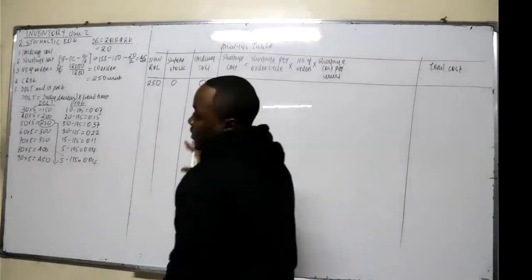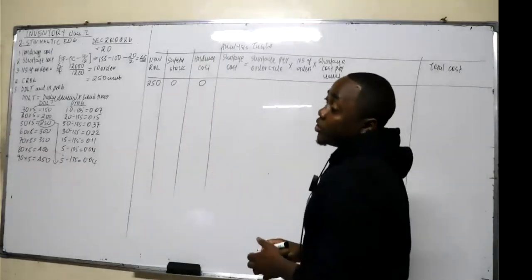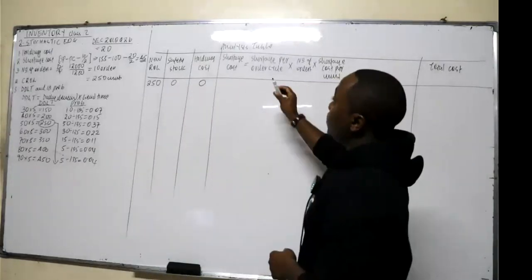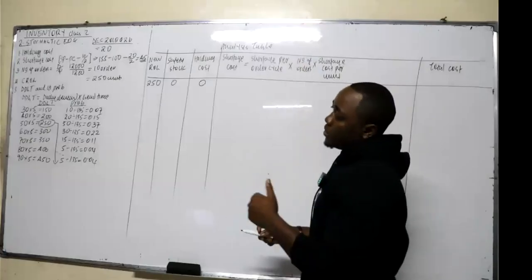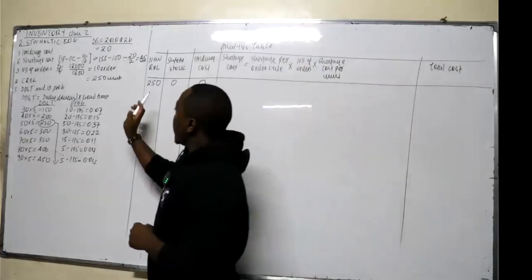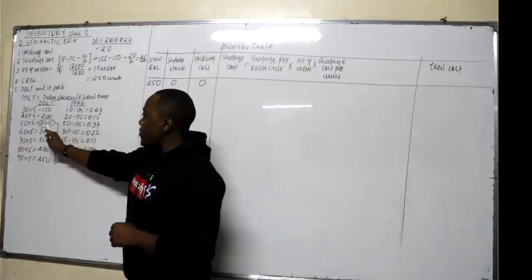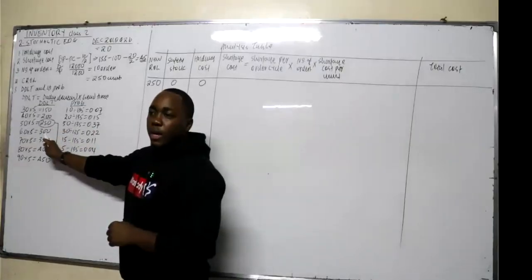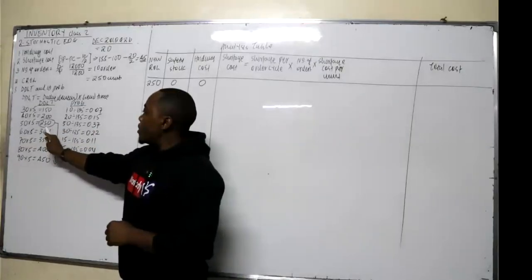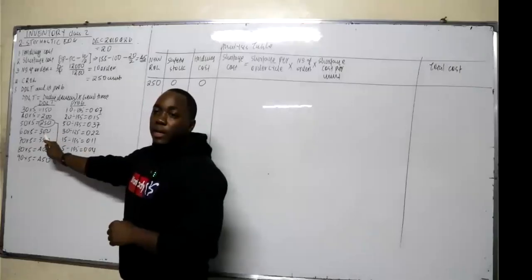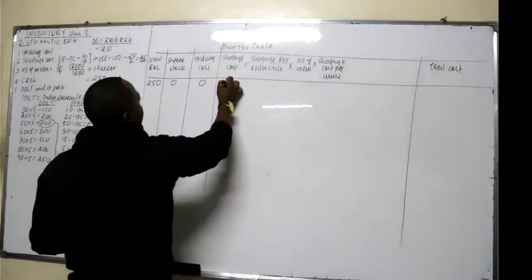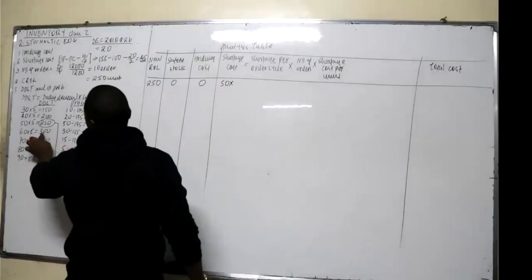What about shortage? Now you can experience shortage. How do we determine it? First of all, determine the shortage per order cycle, and this is how you argue. You have decided to order 250. What if demand increases to 300? Because there's a possibility, right? That means you run short by how many units? 50, correct.